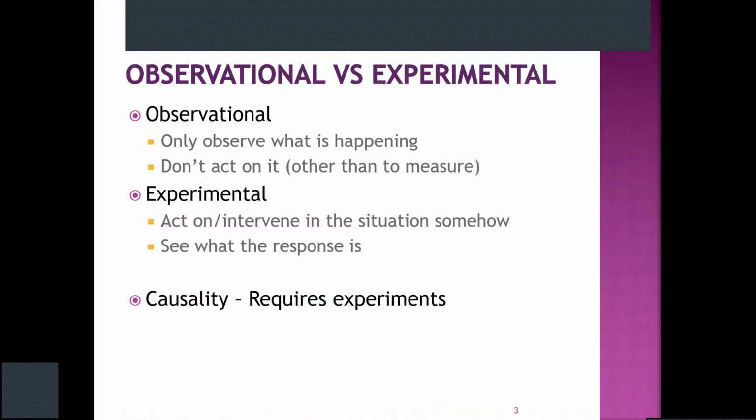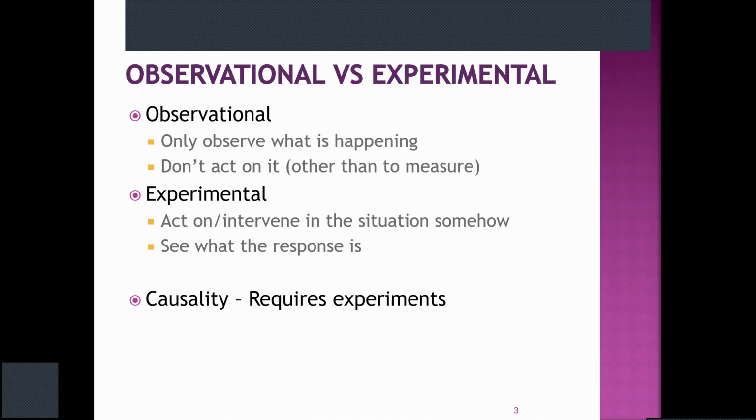First of all, observational versus experimental. For observational studies, we go out and take measurements, only observing what is happening. We don't act on the environment other than to measure things. Experimental studies are defined by us somehow acting on or intervening in the situation, and then our measures are there to see what the response is.